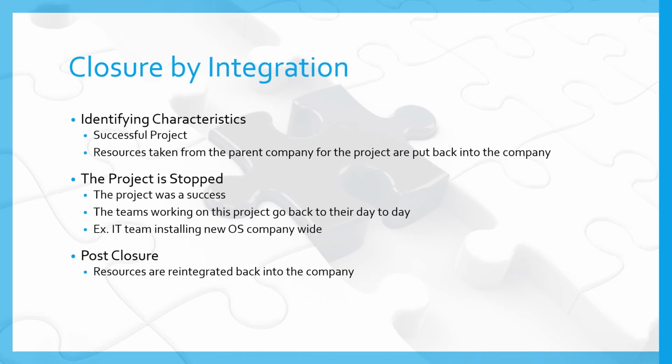The third type of project closure is closure by integration. The identifying characteristics of closure by integration are the success of the project, and the resources taken from the parent company for the project are redistributed back into the company post-project. When the project is stopped, it was stopped because it was a success. The team on the project goes back to working on their day-to-day. A good example of this is an IT team installing a new operating system company-wide. Once it's installed, they go back to their day-to-day, be that IT department or project management. Post-closure, the resources are reintegrated back into the company.